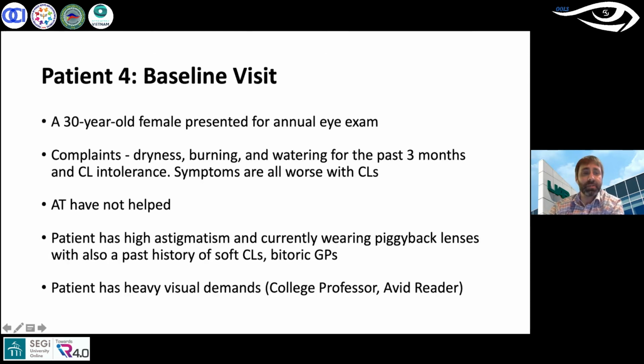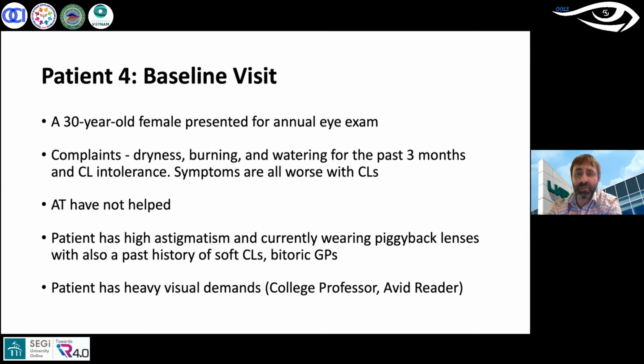So this brings us to our last patient for the day. We have a 30-year-old female. She presents for an annual eye exam. She has complaints of dryness, burning, watering for the past 3 months, and a contact lens intolerance. She came in wearing her glasses. And specifically, she noted that when she had her contact lenses on, her symptoms were much worse. So that's a clear sign this patient had contact lens discomfort.